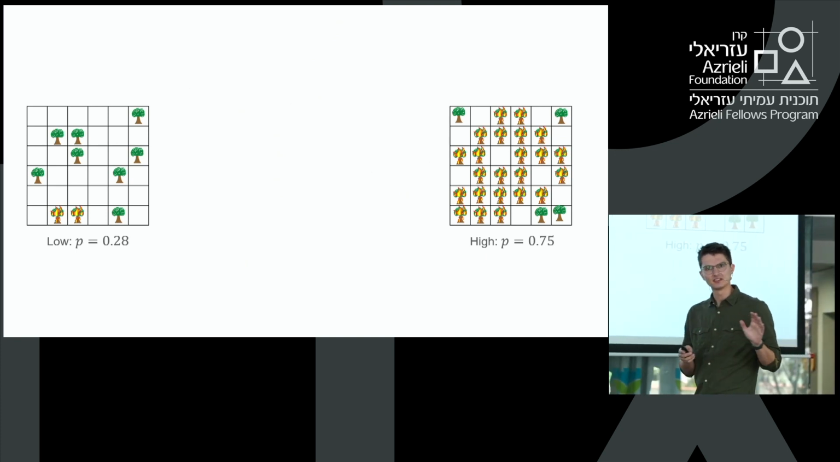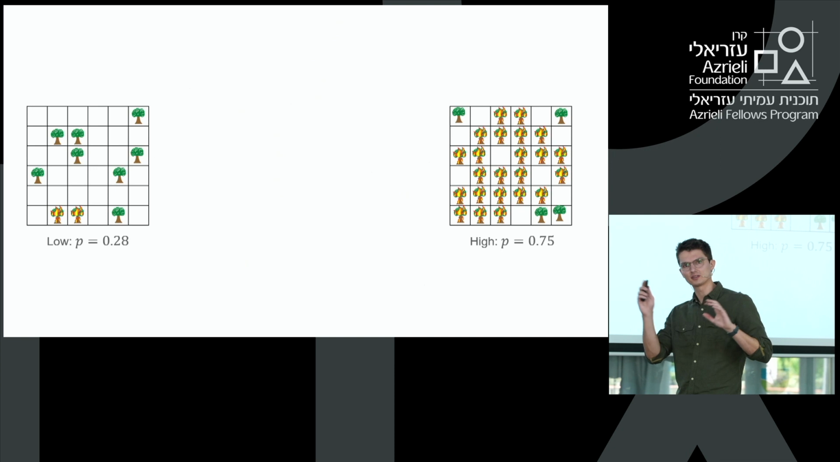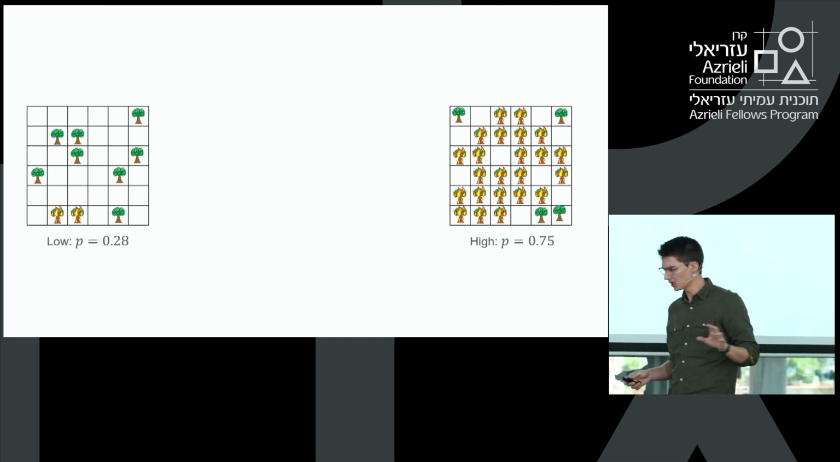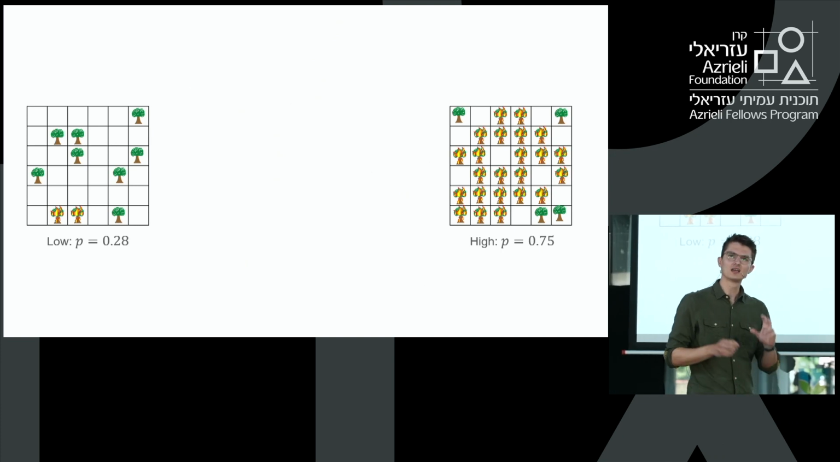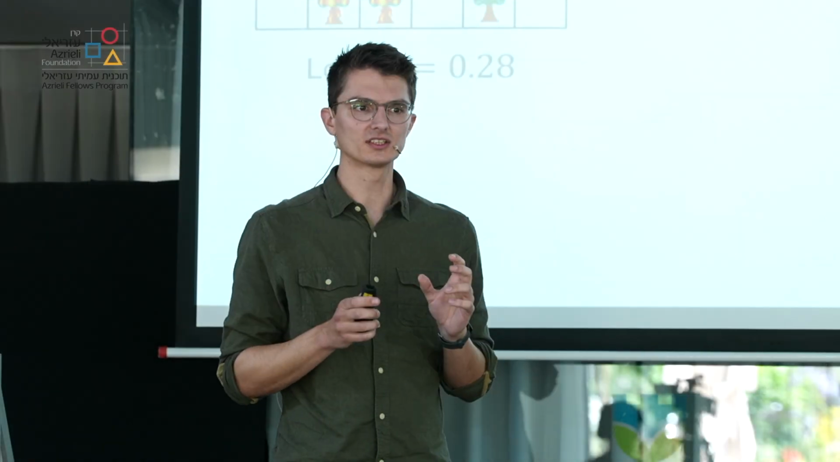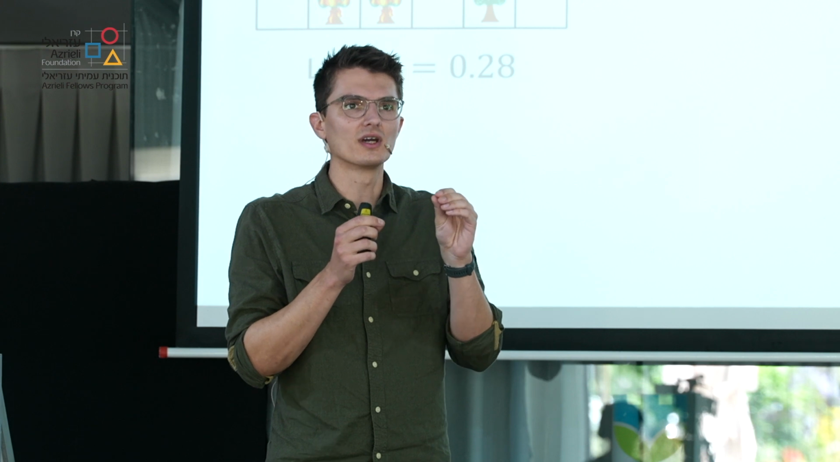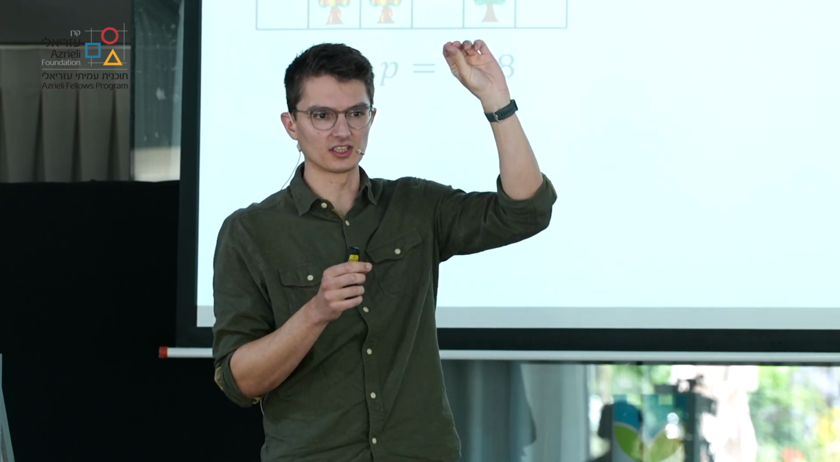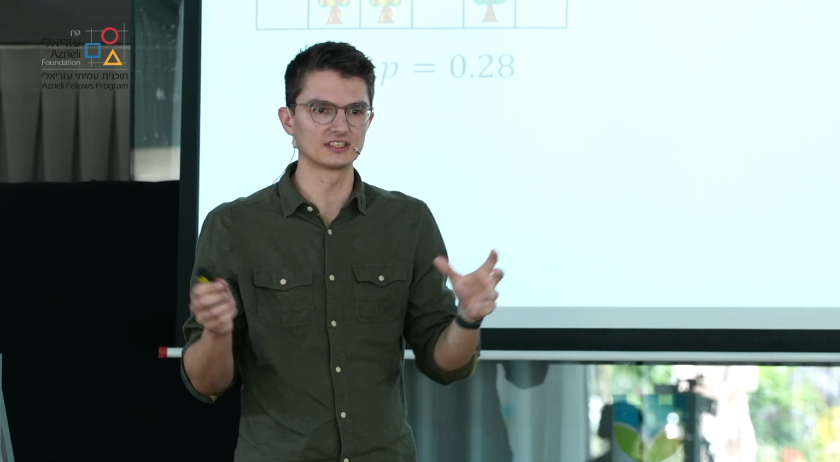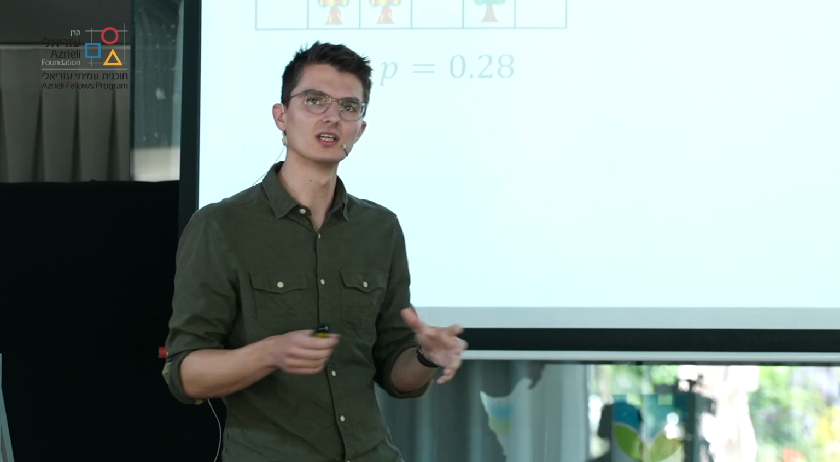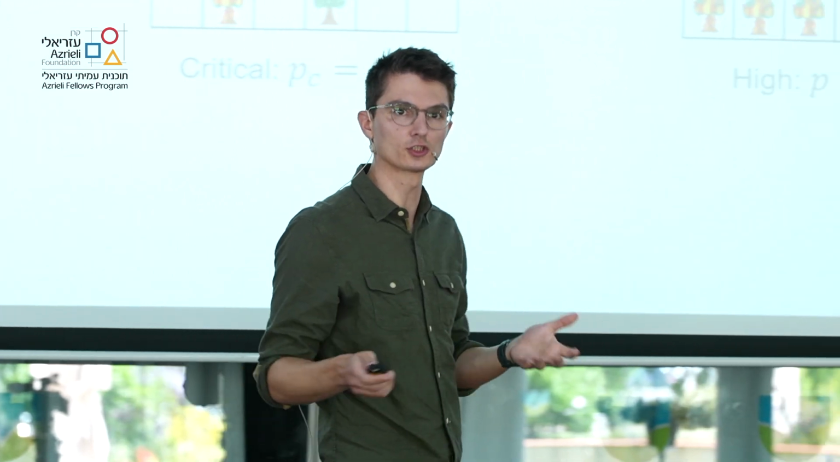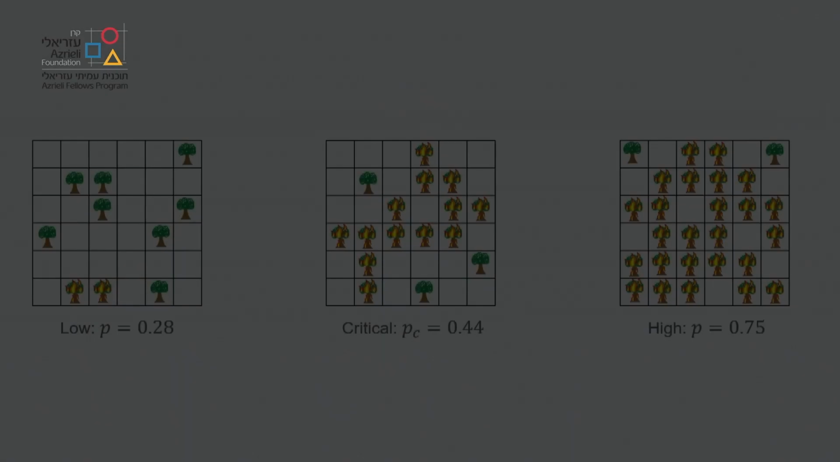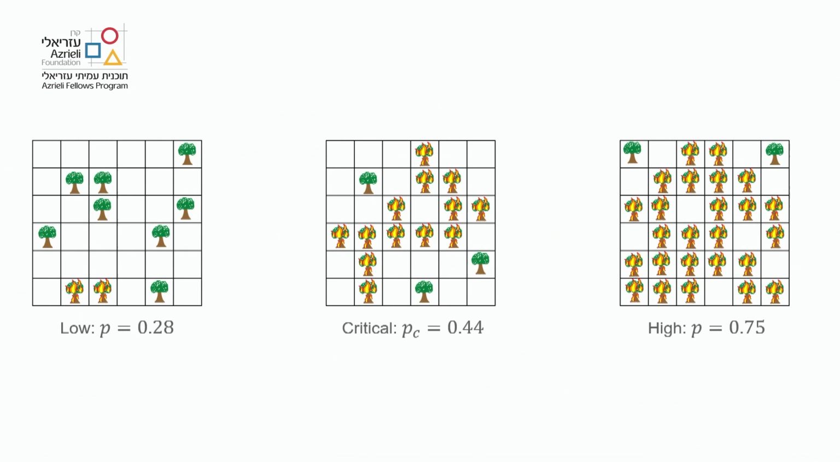So it stands to reason, if when P is very high, everything burns down, when P is very low, only a few trees burn down, there must be a crossover point. And more specifically, the question we'll ask is, is there a point where the fire first reaches the other side of the forest? So we can use this as our criterion for, does the forest burn down? We'll ask, does it reach the other side? And indeed there is, and we call this the critical value of P, or P_C, and in this case, it's 0.44.